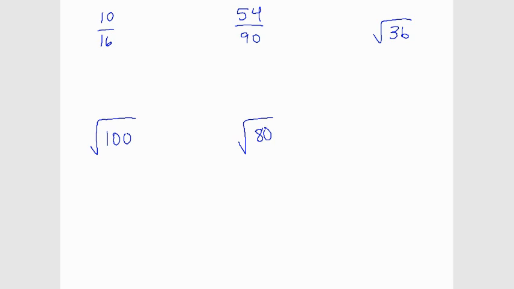Hello there. In this video, we're going to talk about simplification. We're going to start with a couple of simplifications of fractions. When we're simplifying fractions, we have to remember to look for the greatest common divisor of the numerator and the denominator. So 10 and 16. Maybe you don't look for the greatest common divisor right away.